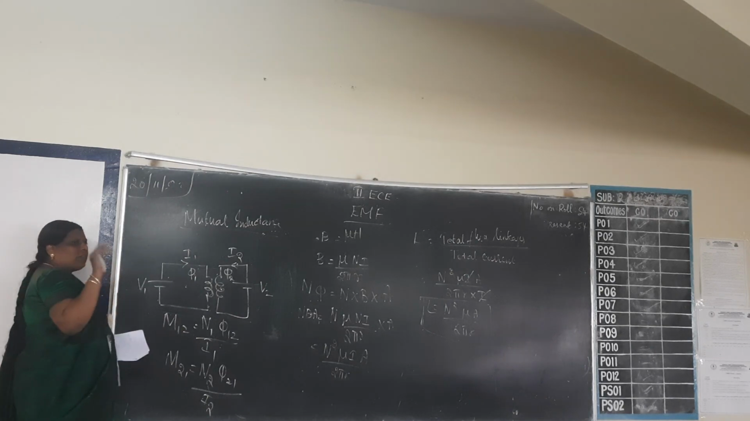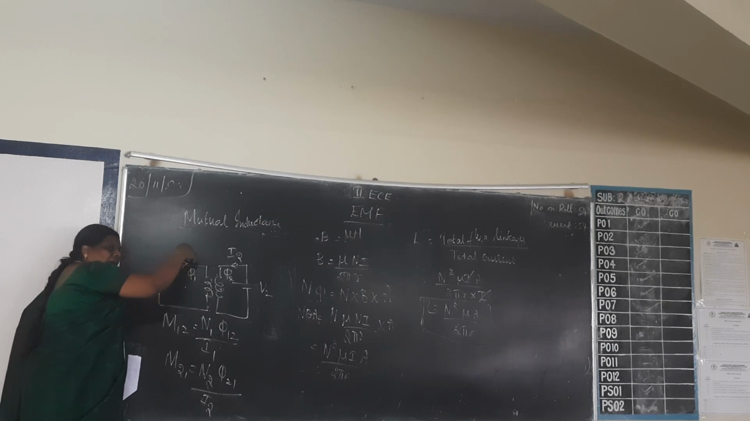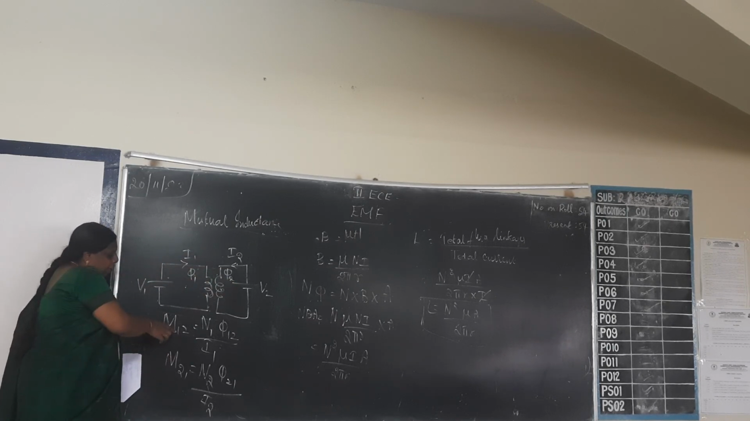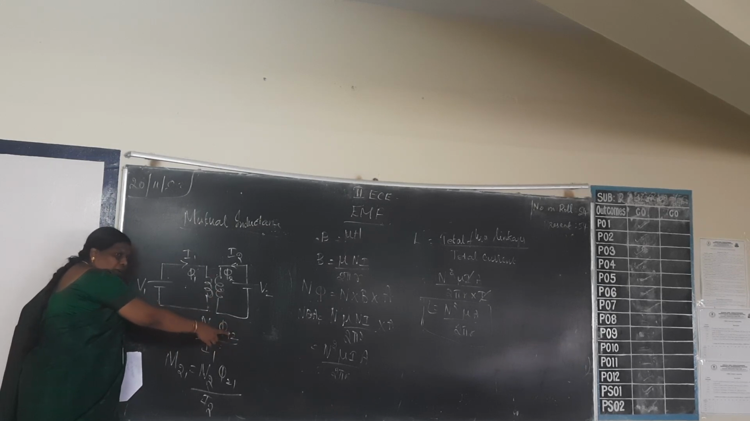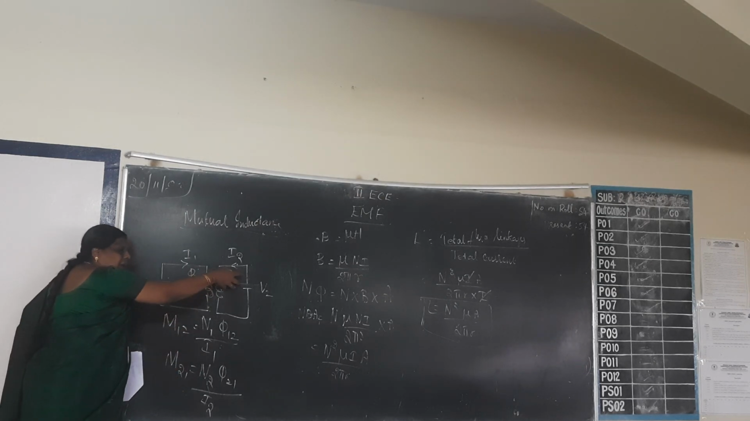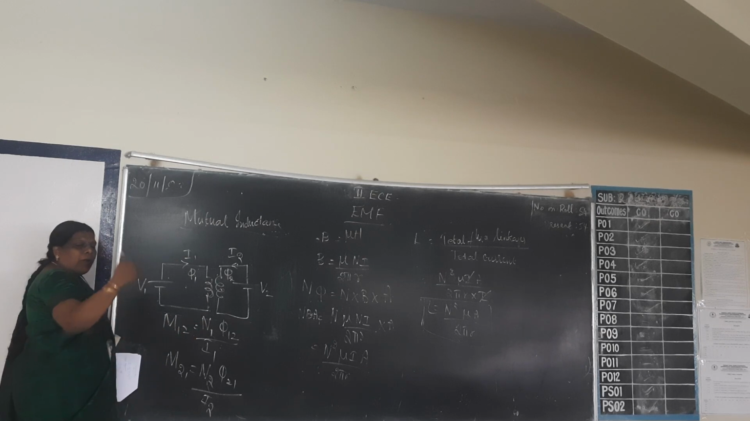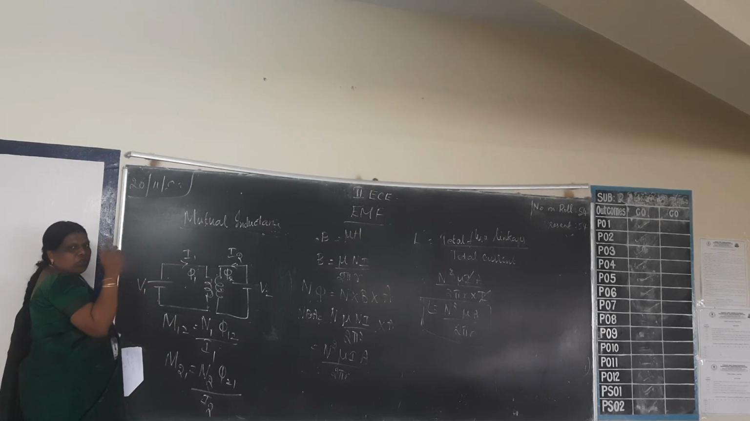Listen, M12 is the mutual inductance of the first coil with respect to the second coil. N1 is the number of turns. The current flowing in the first coil is I1. Because of this, flux is created in the other coil, so it is phi12. Similarly, M21 is N2, because of the second coil, flux is created in the first coil, divided by the current flowing in the second coil, I2. Because of this current only, there was a flux linkage. So you write N2 phi21 divided by I2, because the second is linked with the first. So phi21.